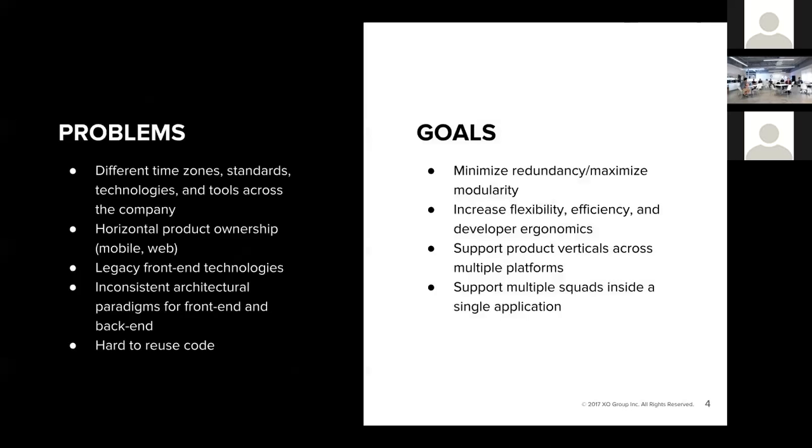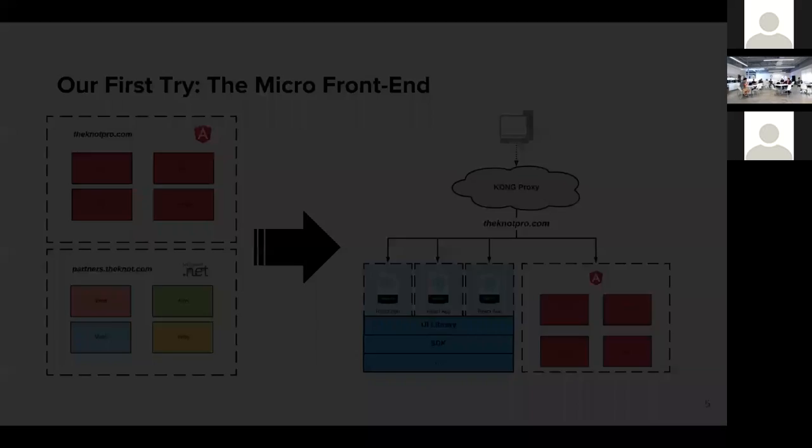Instead of having those horizontals, someone just has feature A and they have it on every platform. Part of that is actually, thankfully on the vendor side, we have React Native, which helps us along there. So it's easier for an engineer to be fluent in multiple platforms like that. Last, we wanted to support multiple squads inside of a single application. For example, the vendor-facing web app has too much functionality for one team, so we just don't want to step on each other's toes.